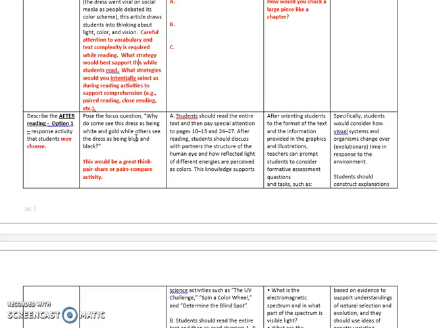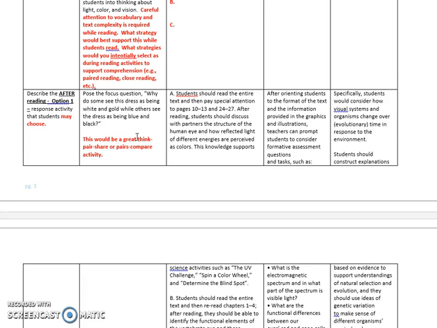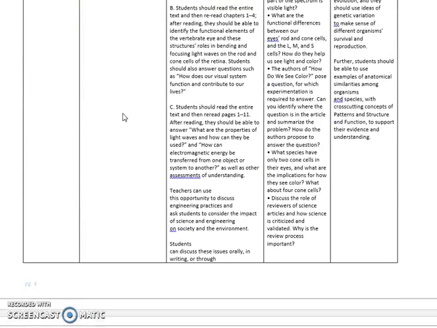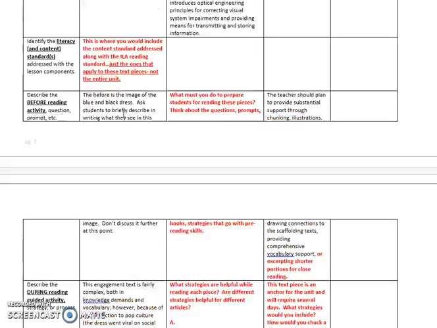We're going to talk about what they jotted down before they read, when they were looking at the image and before I shared that. This would be a great think, pair, share, or pairs compare activity, and you could describe what you've selected and why you've selected it. As you'll note, I've put what my focus question is here. That's all that goes in this column because this is rather low activity.